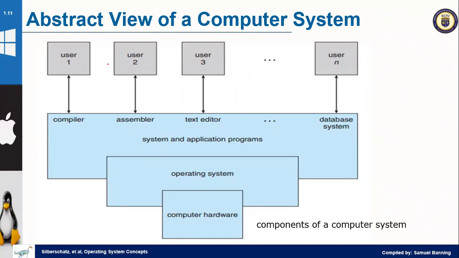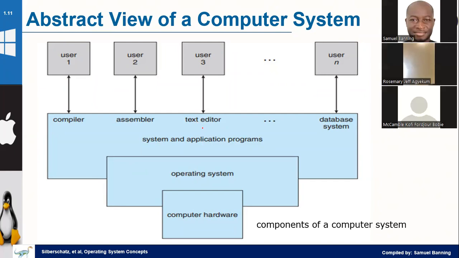Now, the user is the one using these application programs to solve their problems. But we cannot communicate with the hardware directly. Therefore, the operating system, as you see in the diagram, serves as an intermediary between the user and the hardware. This is the abstract view of the operating system.